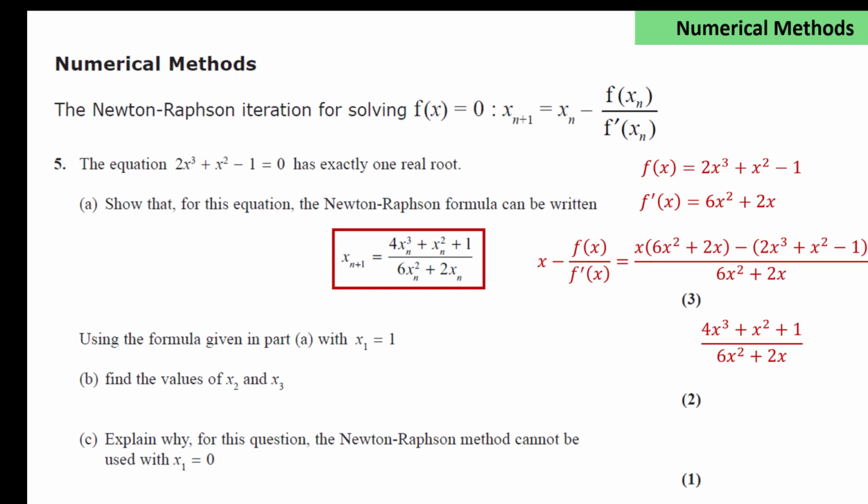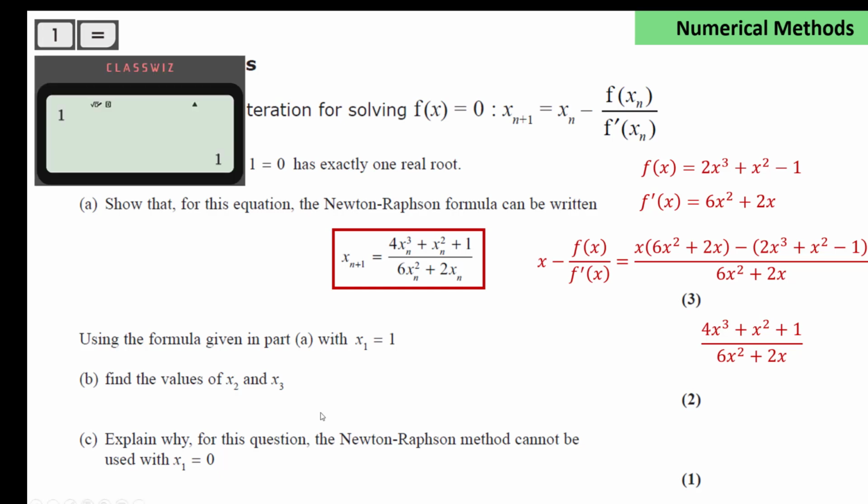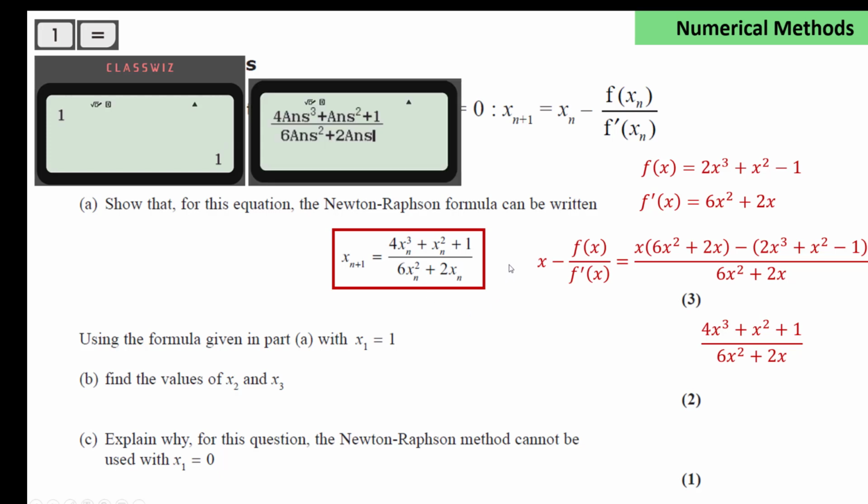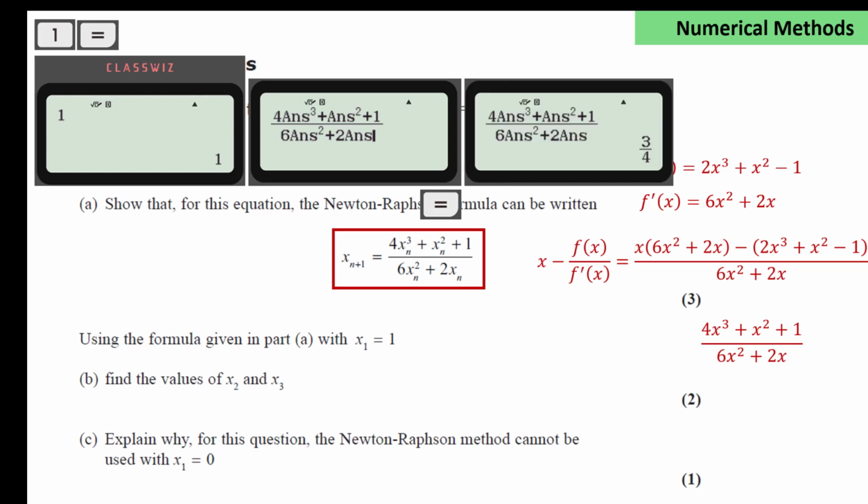I'm going to show you how to do this calculation using the answer button on the ClassWiz calculator. First of all, we type 1 equals into the calculator so that this will put the value 1 into the answer store of the calculator. Next, I'm going to type in the iterative formula using the ans key instead of the x_n. I type the equals and it substitutes the current value in the answer store, namely 1, into this expression, and it gives us a result of 3/4. This will be the value for x2.